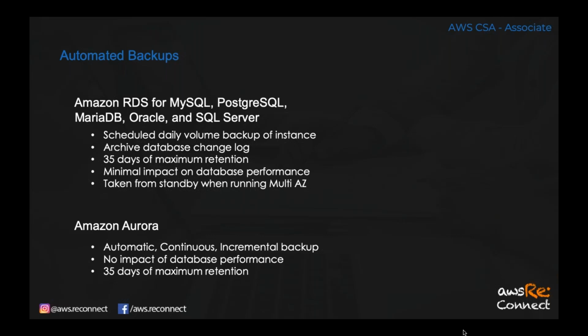With respect to Amazon Aurora, the automatic backups are continuous and incremental backups. What exactly an incremental backup is, we have seen in the EBS part.